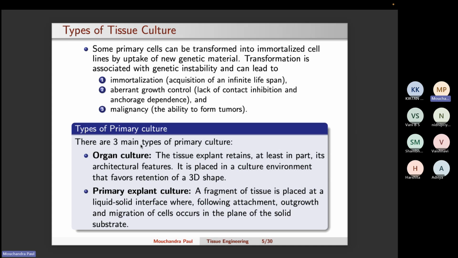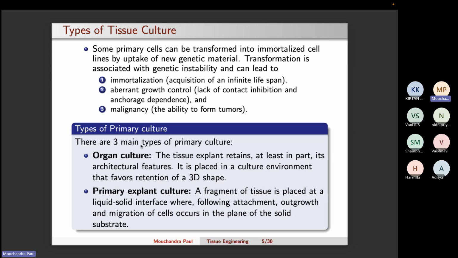When you introduce this kind of genetic instability to a primary cell and make it immortalized, one problem that can happen is that it can become malignant. These cells become cancerous cells. So you can use these cells to make tumor models and do experiments like screening a drug for anti-cancer effects. Also, these cells do not have contact inhibition, so they grow continuously. Even when the surface is complete, they can grow one over the other in a multi-layer fashion.